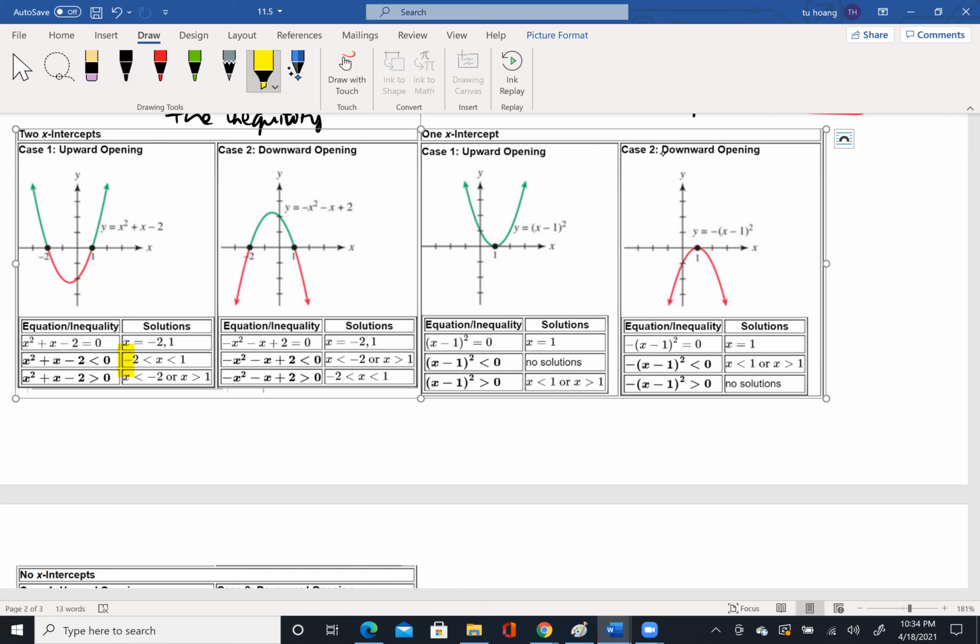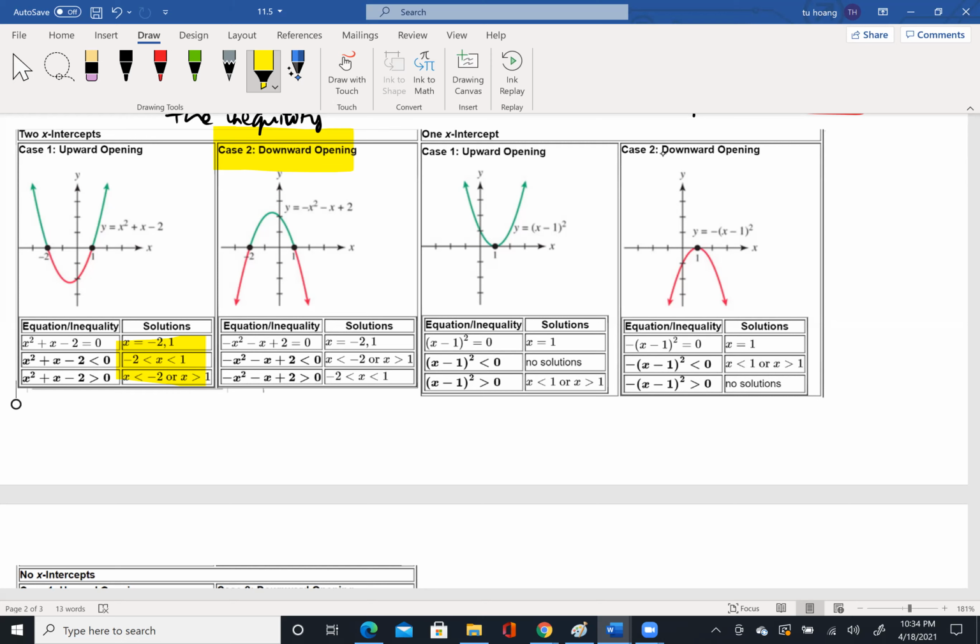Let me see over here. And if I want to look for the case that the graph is greater than 0, then we will look at the interval that makes the green line, right? The green one. So that is x less than negative 2 or x greater than 1. So case number 2, same one, but now it becomes downward opening, which is negative x squared minus x plus 2.